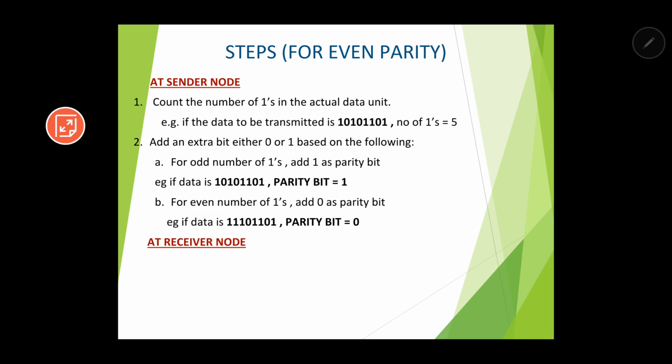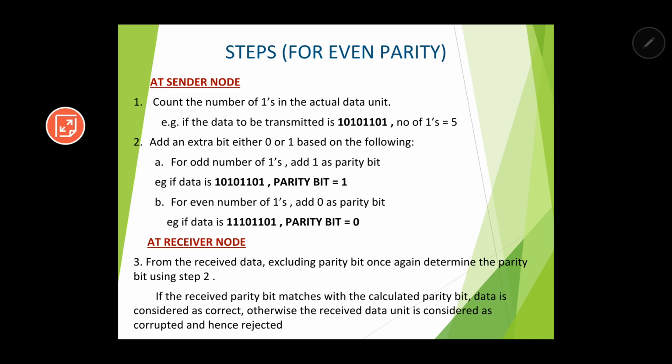So these are the steps which will happen at the sender's node. It will be more clear when we take an example. So at the receiver node, what we need to do, from the received data, so this is the data to be transmitted, and we will get some data at the receiver's end. From the received data, we need to exclude the parity bit and once again determine the parity as has been done in step 2. Now if the parity bit which is received and the parity bit which is recalculated are the same, then we will accept the data, otherwise we will reject the data.